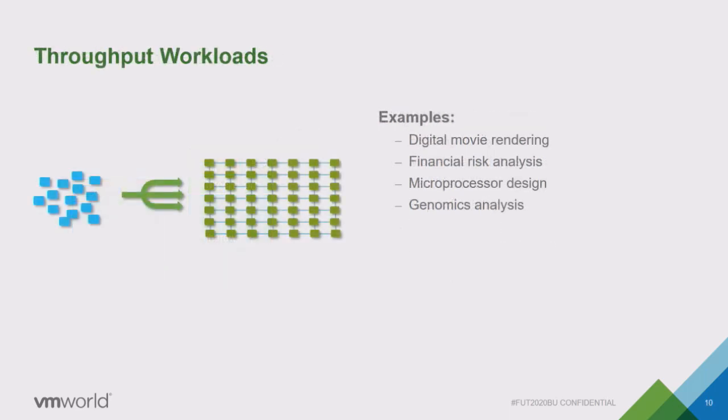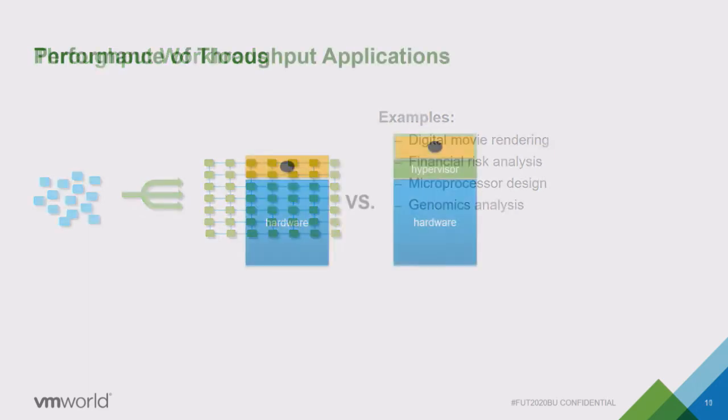Okay, so let's talk a little bit about performance. So again, the throughput workloads: lots of independent single process jobs that may or may not be multi-threaded. You can see some examples here of those kinds of workloads. Very popular is financial risk analysis, for example. Lots of Monte Carlo simulations that are run across very, very large clusters would be one example.